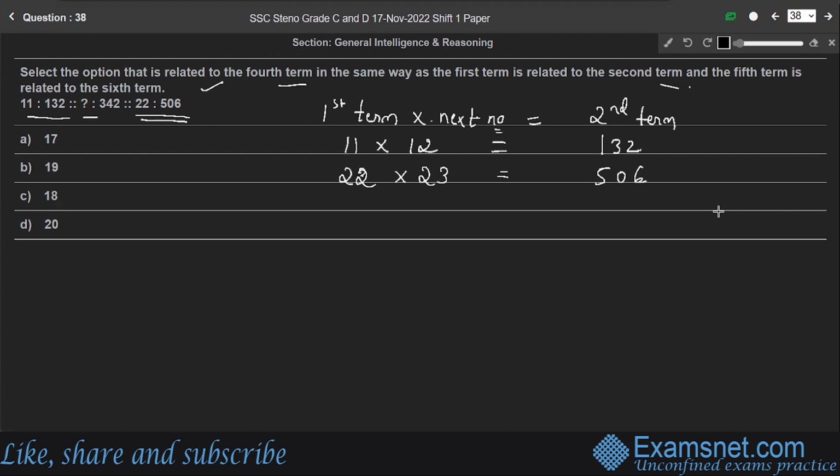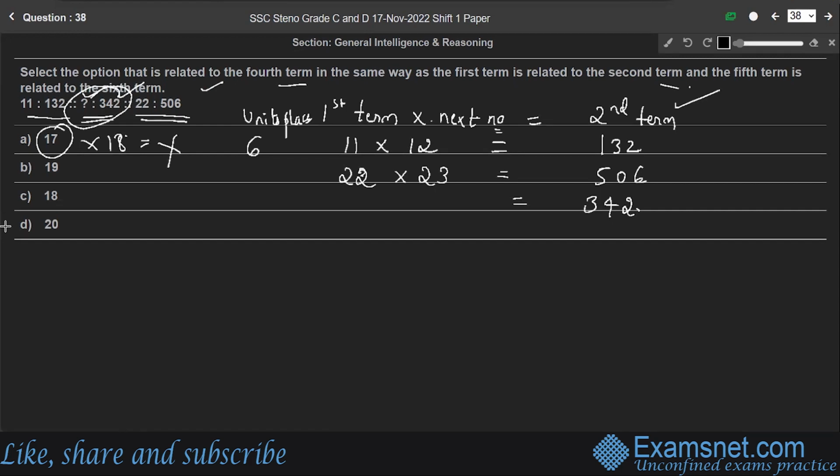Similarly, in the second set of numbers, we have to find the first number where the second number is 342. If you consider 17 and 18, you will get 6 at last, in the units place. So in the second set of numbers, 342 is the second term. So no need to consider option A.